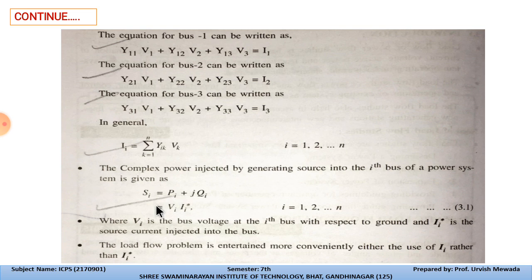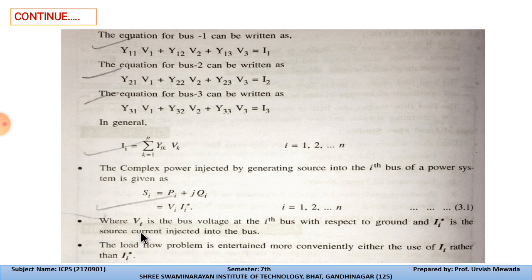Now the complex power equation for the ith bus of the power system is Si is equal to Pi plus jQi. We can write the above equation with the help of the conjugate of the current, as we already discussed in the previous lectures. So Vi is multiplied with Ii conjugate, where i is equal to 1 to n. We are finding this current for the nth number of buses, where Vi is the bus voltage at the ith bus with respect to the ground.